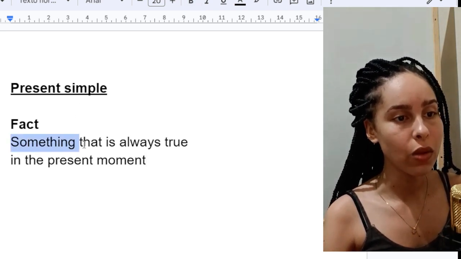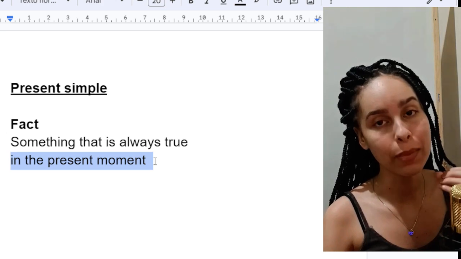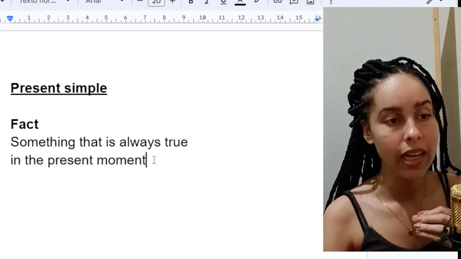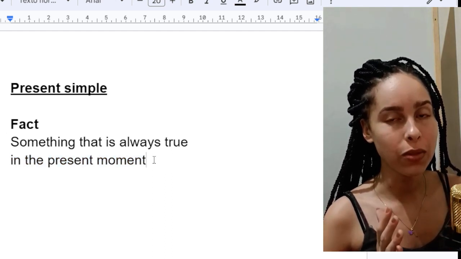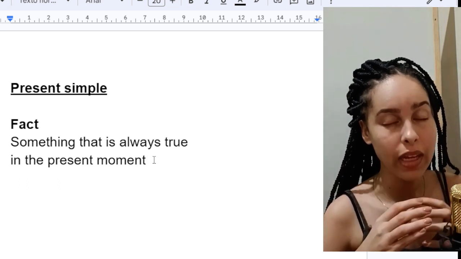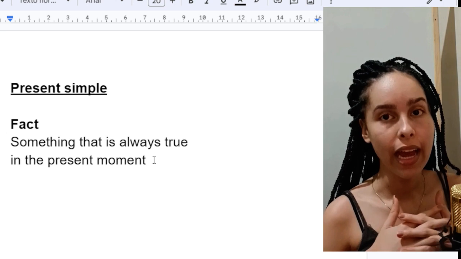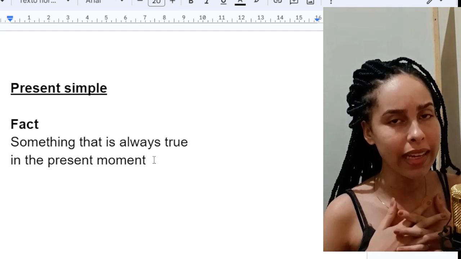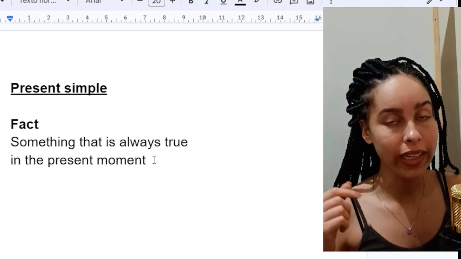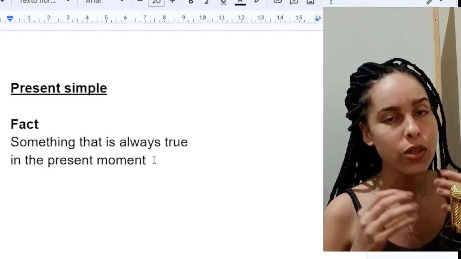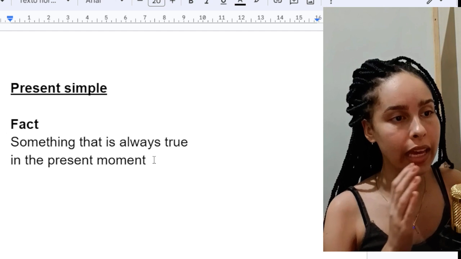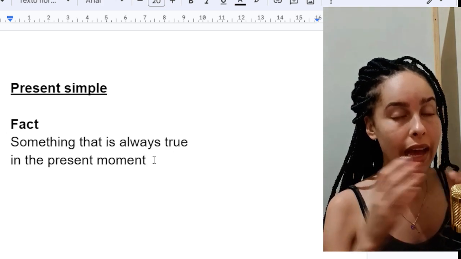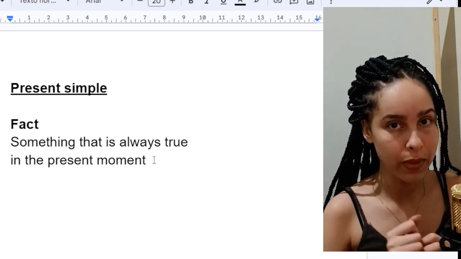So something that's always true and something that's in the present moment. But you need to be very careful about this present moment because it can be confused with the current moment right now. I mean, when I say that I work, it means that it's something that I always do. But when I say I am working, it means that I am working right now. I am doing this right now. So there's this difference. When I say I am doing something, it's not present simple. When I say I do something, it is the simple present.